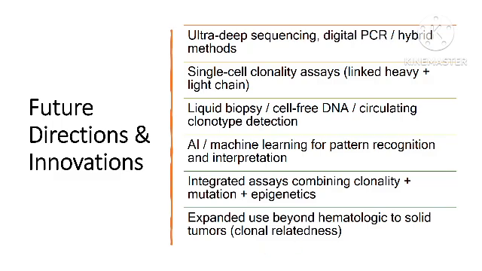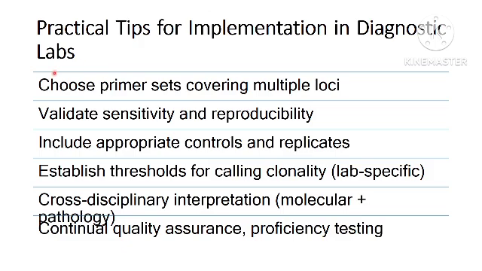So practical tips for implementation in diagnostic labs: choose primer sets covering multiple loci, validate sensitivity and reproducibility, include appropriate controls and replicates, establish thresholds for calling clonality, cross-disciplinary interpretation should be there, and continual quality assurance and proficiency testing to be implemented.